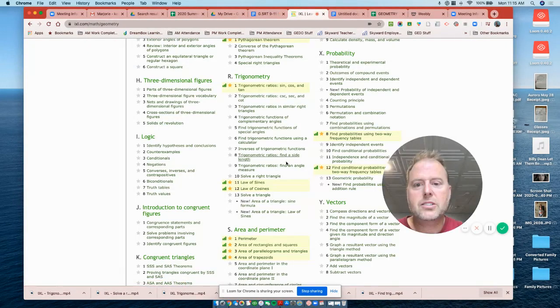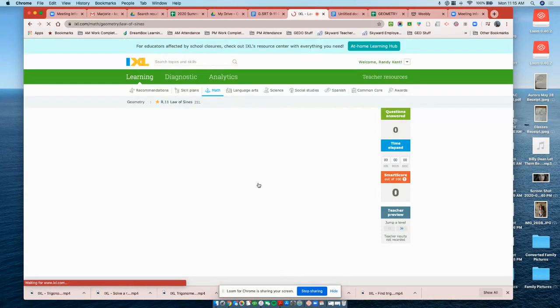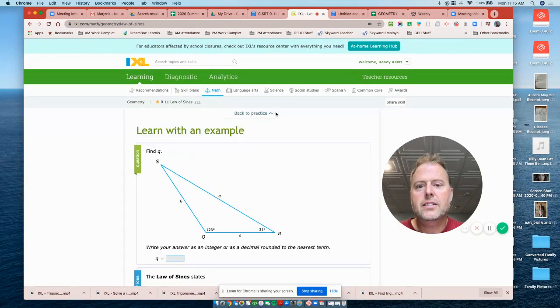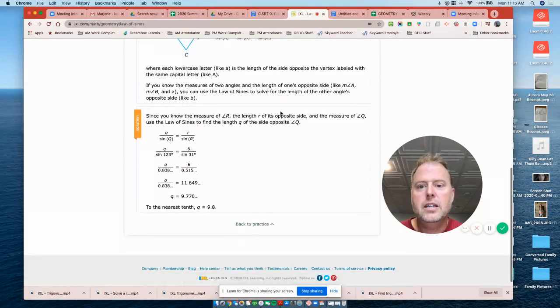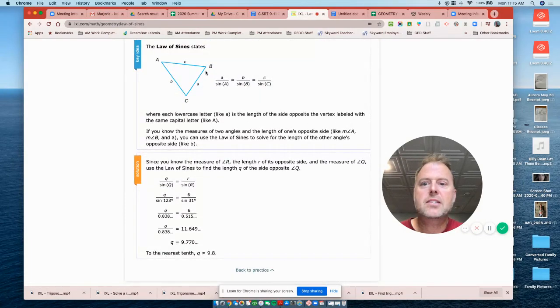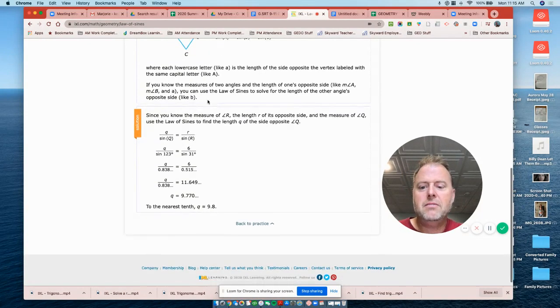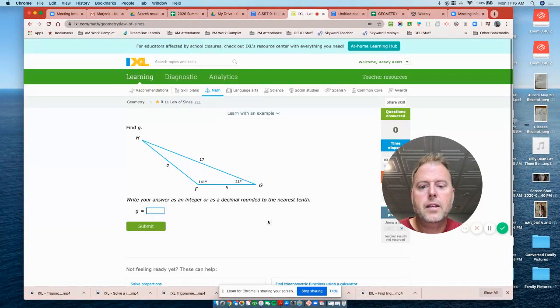All right, so let's go here to geometry R.11, law of sines. Let's look at their example just to see what they have. Again, they have the law of sines just like I showed you. Then just plug in the side opposite and the angle opposite. It's just a matter of putting the numbers in and seeing what you end up with. Let's try one here. Notice they're giving us these two angles, and they want us to find G. So we can do G over the sine of 21 is equal to 17 over the sine of 141.